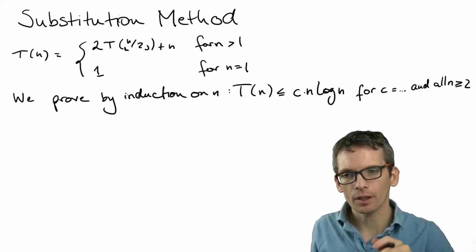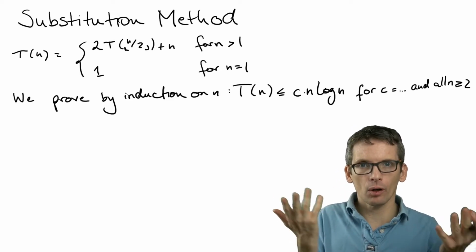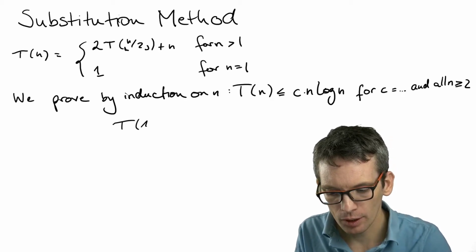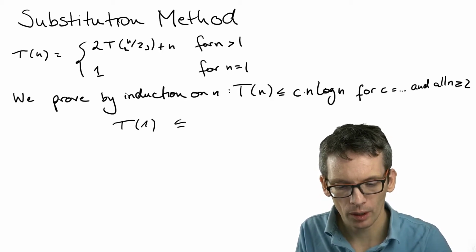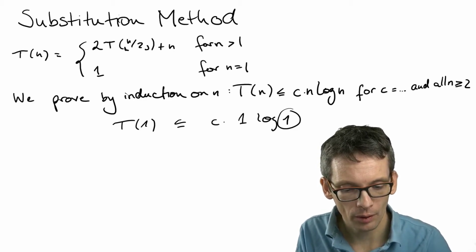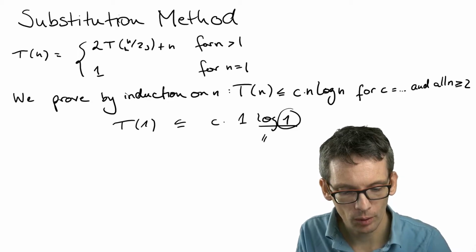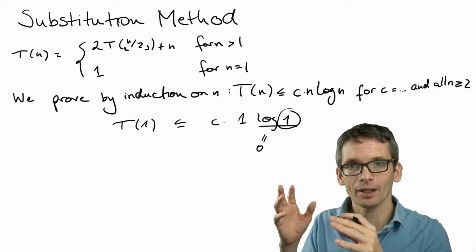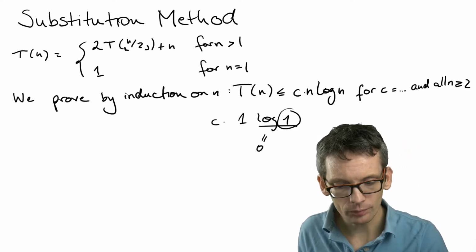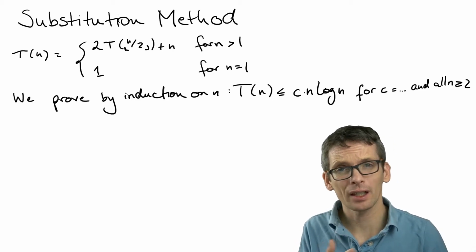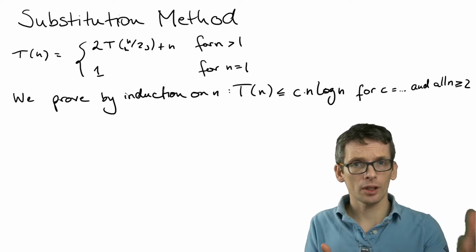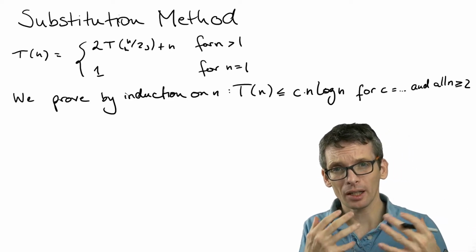And the reason for this is the following. Assume we would want to prove it also for n is 1, then we would get something of the type t of 1 is smaller or equal c times 1 log 1. But if I have a 1 and the log, this will be simply 0. So I want to show that 1 is smaller or equal 0, and that won't work out. So I cannot prove the claim for n is 1. So we're going to start with n is 2. And that will result in more base cases.